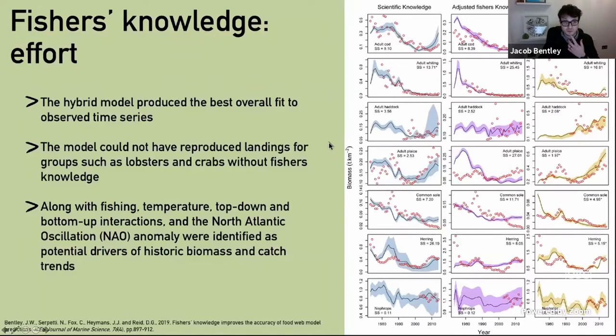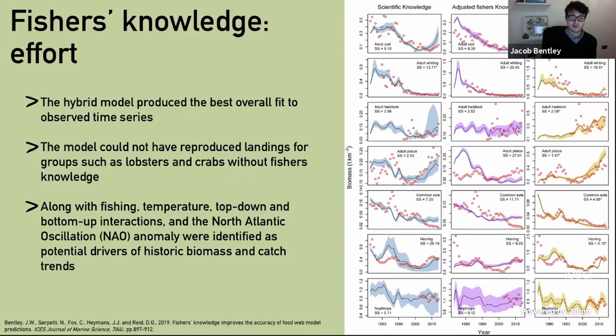Yeah, so the model produced the best overall fit to time series when it included scientific and fishers' knowledge. It produced a lot of the landings data without fishers' knowledge. But what we found when we were fitting the model was that it appeared that there was an environmental variable that was also important to the underlying dynamics of the Irish Sea. So when we were fitting the model, we were estimating an anomaly on primary production.